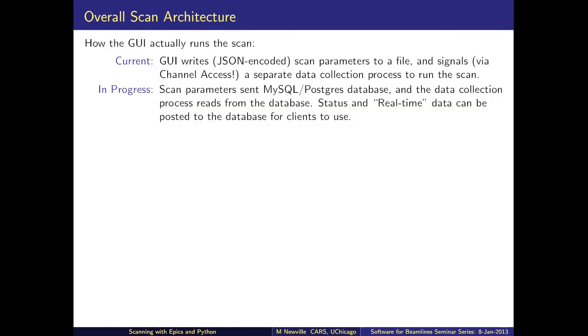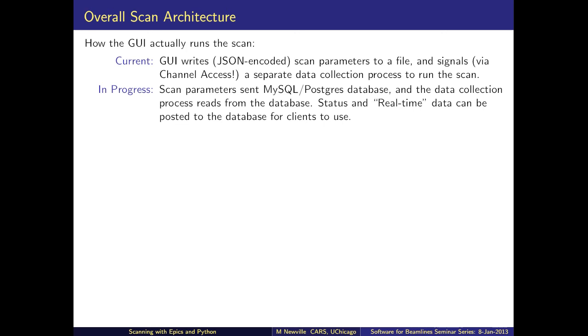So right now, the GUI writes the scan parameters into a file and signals with EPICS a separate data collection process that then runs the scan from that file. So it says, run this scan, and this other process goes ahead and runs the scan. That way you can interrupt the scan or have the scan be run on a different machine, so that the data collection process does not need to be even on the same machine as the GUI.